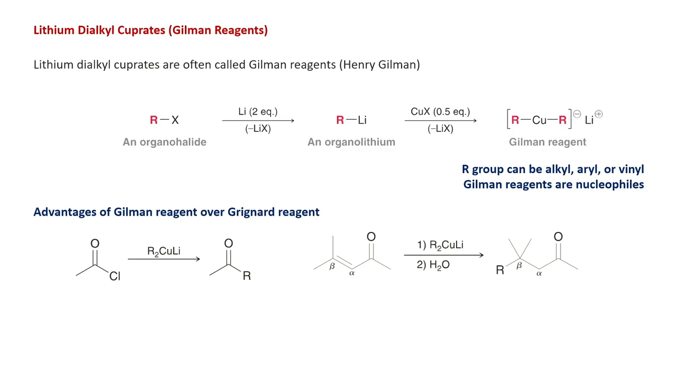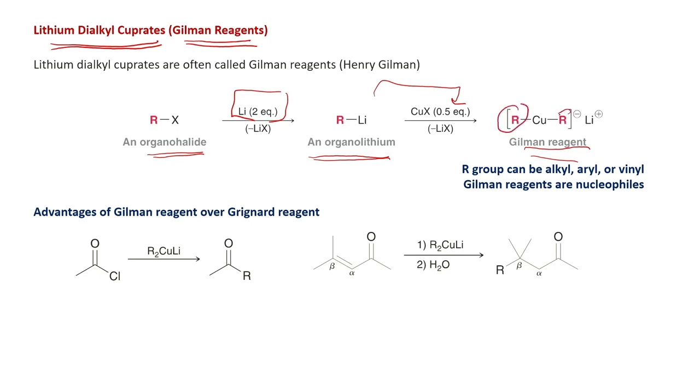Now another organometallic compound is lithium dialkyl cuprate, which is also known as a Gilman reagent. When you treat an organohalide compound with 2 equivalents of lithium, you will get an organolithium compound. When you further treat the organolithium compound with 0.5 equivalent of copper halide or any copper salt, you will get your Gilman's reagent, which is lithium dialkyl cuprate. So this R group can be alkyl, aryl or vinyl.